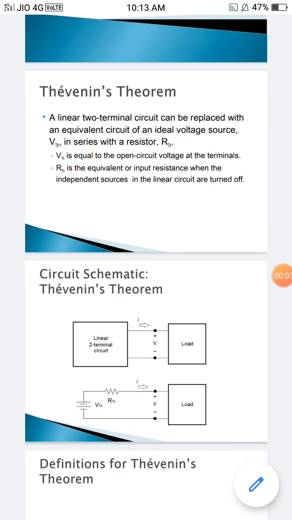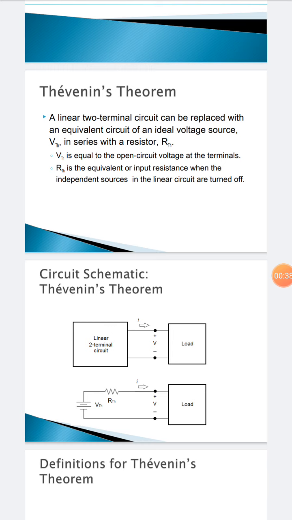The next theorem is Thevenin theorem. So what is the statement of Thevenin theorem? In the linear bilateral network, a number of voltage and current sources with the resistances can be replaced by a single equivalent Thevenin voltage with the single equivalent resistance, where VTH is the Thevenin equivalent voltage and RTH is the Thevenin equivalent resistance.